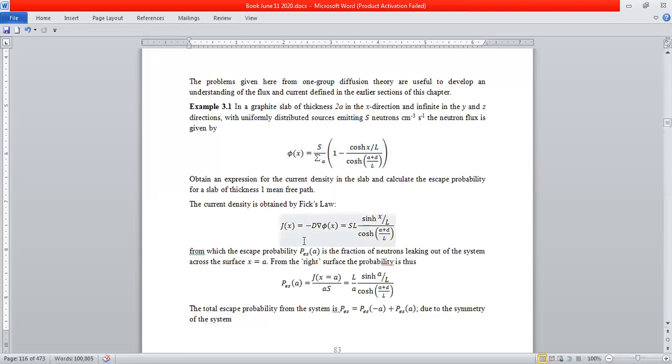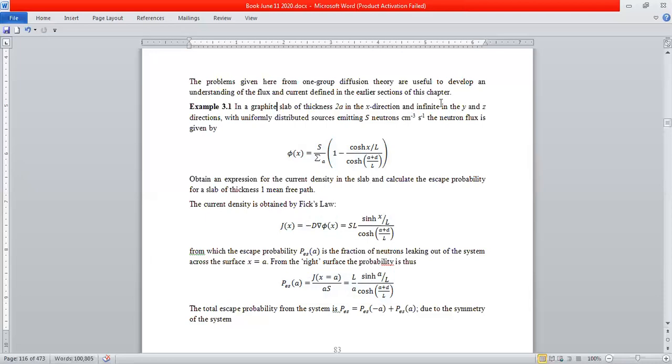So apply Fick's law, J is minus D grad phi. You know phi, so you can calculate J. Now, let's look at the escape. So how many are leaving the surface divided by how many are being produced. Now, since the source is per cubic centimeter per second, I've got to multiply this by the volume.